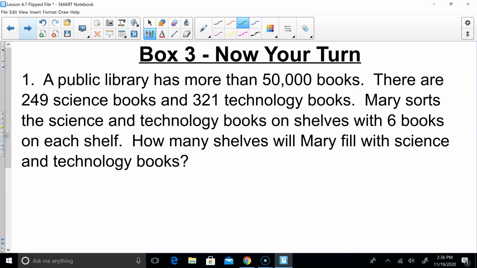So box 3, it's now your turn, so make sure you draw a big line and label it so we can see your work. And let's read the problem. A public library has more than 50,000 books. There are 249 science books and 321 technology books. Mary sorts the science and technology books on shelves with 6 books on each shelf. How many shelves will Mary fill with science and technology books? So you can pause the video right now, reread this word problem to yourself, and then see if you might need to draw pictures to help you out, and good luck.